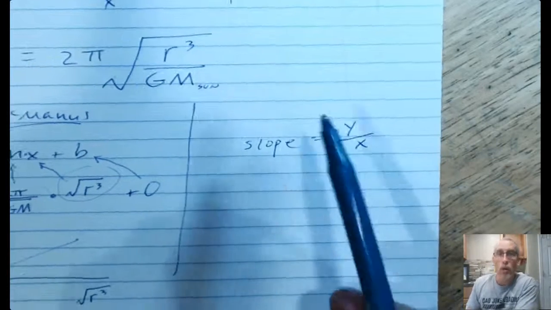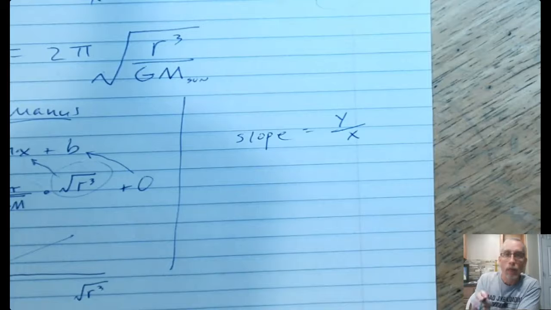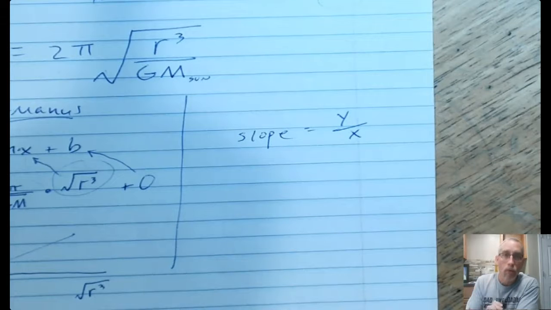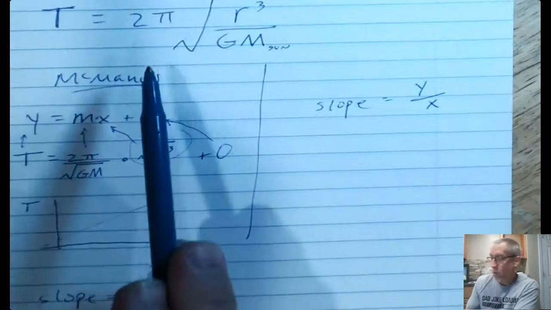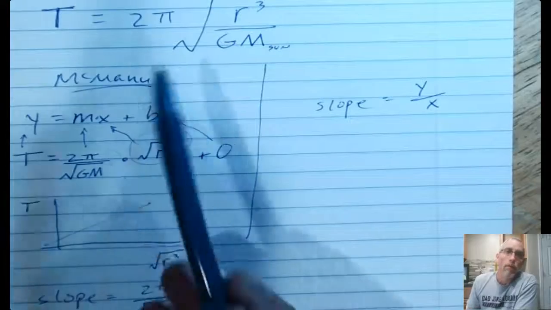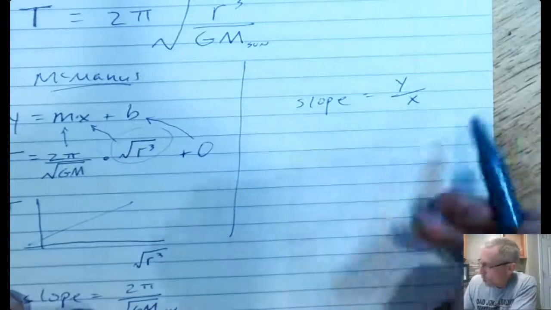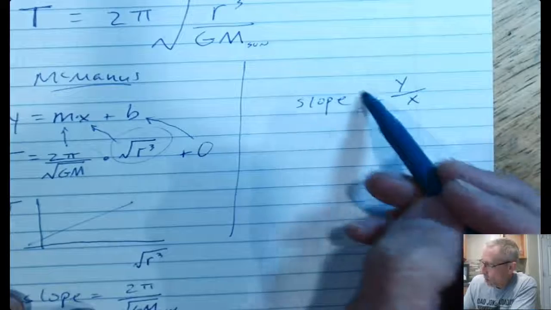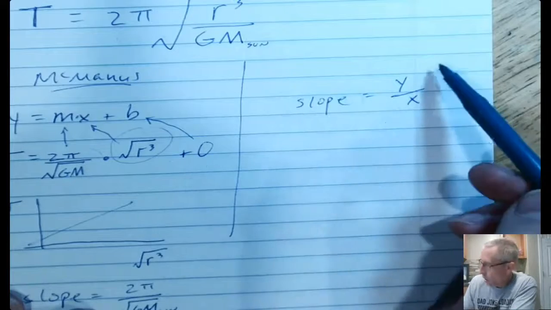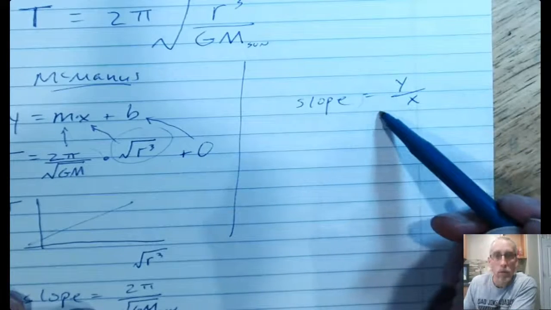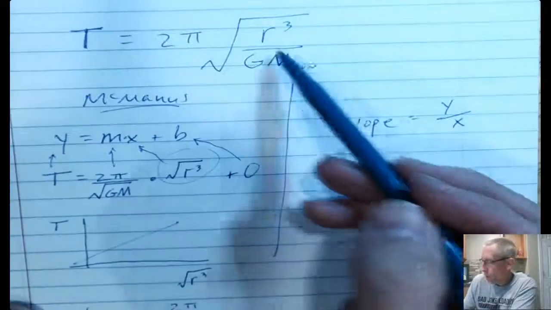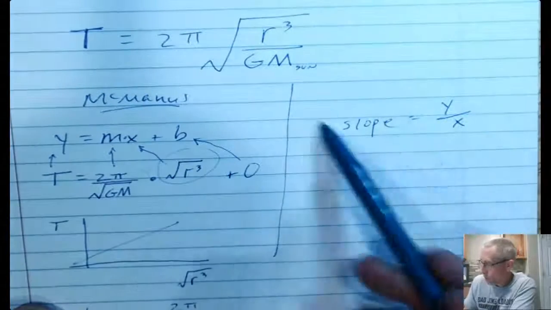The limitation is this only works if this graph goes down through 0, 0, down through the origin. Okay, which this one will, because if you don't have a radius, you also don't have an orbital period. So what you do here is the slope is all your fixed parameters, and then y and x are your two variables. Okay, so you algebrate this equation so that it's in this form.